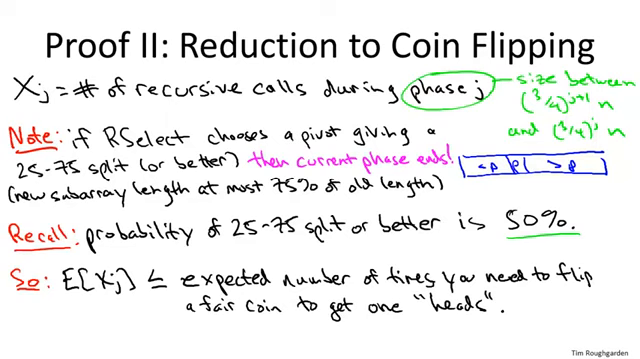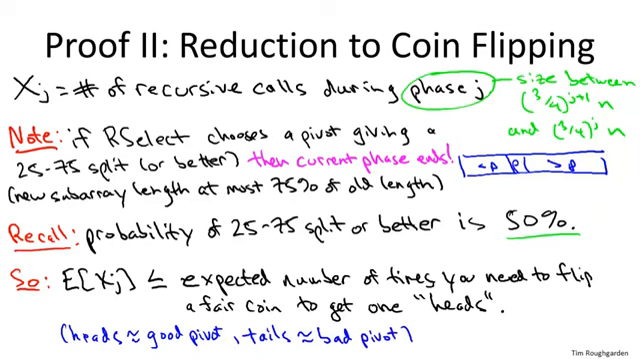So what's the correspondence? Well, think of heads as being you're in phase j, and if you get a good pivot that gives you a 25-75 split, call that heads, and it guarantees that you exit this phase j, just like it guarantees that you get to terminate the coin flipping experiment. Now, if you get a pivot which doesn't give you a 25-75 split, you may or may not pass to a higher phase j, but in the worst case, you don't. You stick in phase j if you get a bad split, and that's like getting a tails in the coin flipping experiment, and you have to try again.